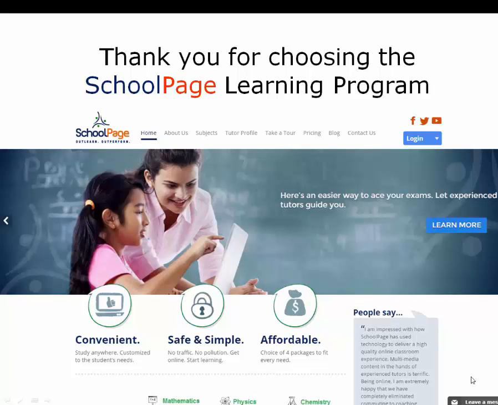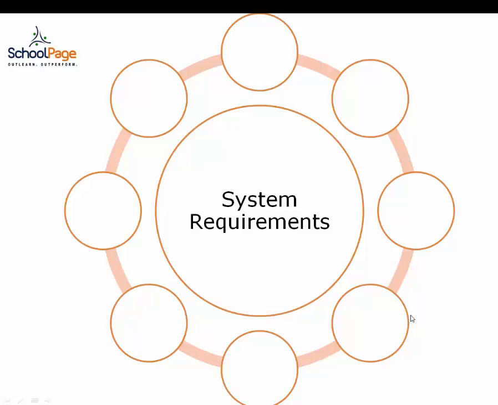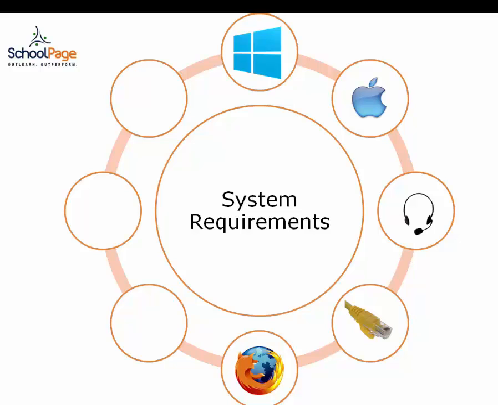For a smooth and hassle-free experience of Schoolpage Live online tutoring, it is important for you to check the readiness of your computer. Here are the system requirements. Computer with a Windows or an Apple operating system and a headset with microphone, high-speed broadband internet connection with a minimum speed of 1 Mbps, latest version of Mozilla Firefox or Apple Safari browser with Adobe Shockwave Flash Player, Java and Java Deployment Toolkit plugins enabled.